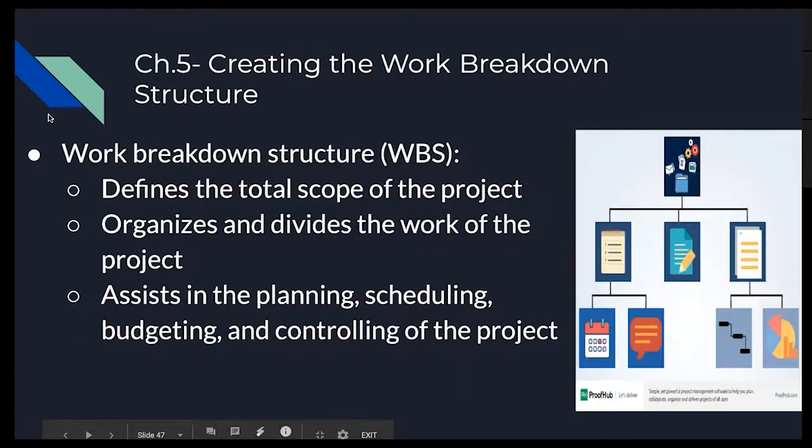Thanks, Brandon. So with the work breakdown structure, really the background is that it defines the total scope of the project. It organizes and divides the work of the project, and it assists in the planning, scheduling, budgeting, and controlling of the project. So really it's an outline for what's to come for the project.